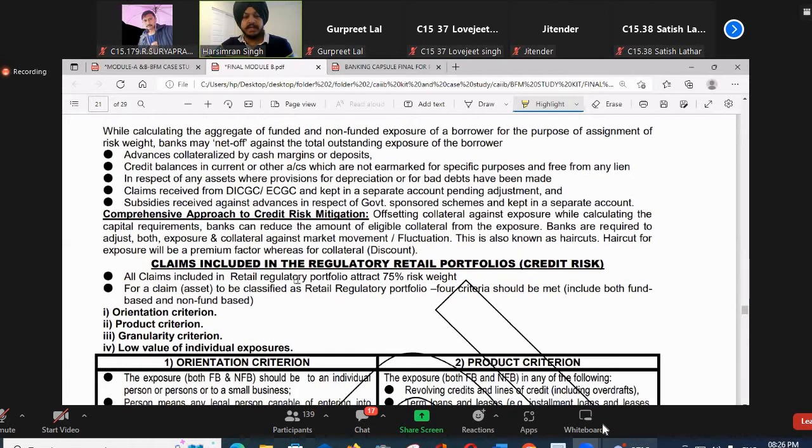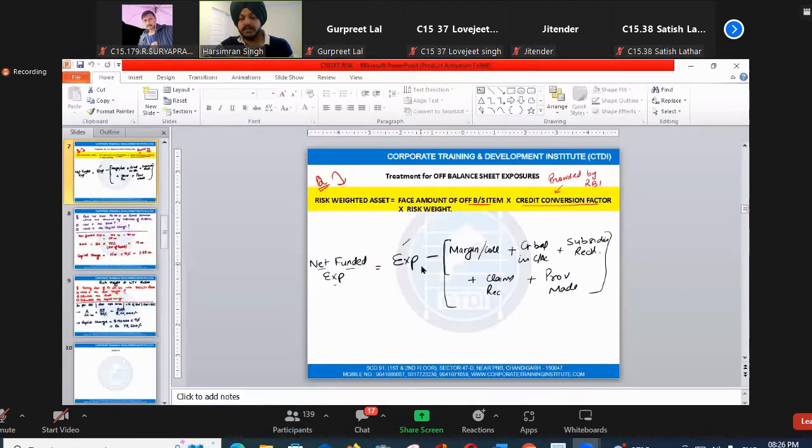Then next, while calculating the aggregate of funded and non-funded exposures for the purpose of alignment of risk weights, banks have to net off against the total outstanding exposure. What all you have to net off? ये देखिए, any advance collateralized by cash margin or deposits. Yeah, I'm doing this thing now. Whatever is your exposure minus your margin collateral, credit balance in current account, subsidies received, claims received, provisions made. See this.